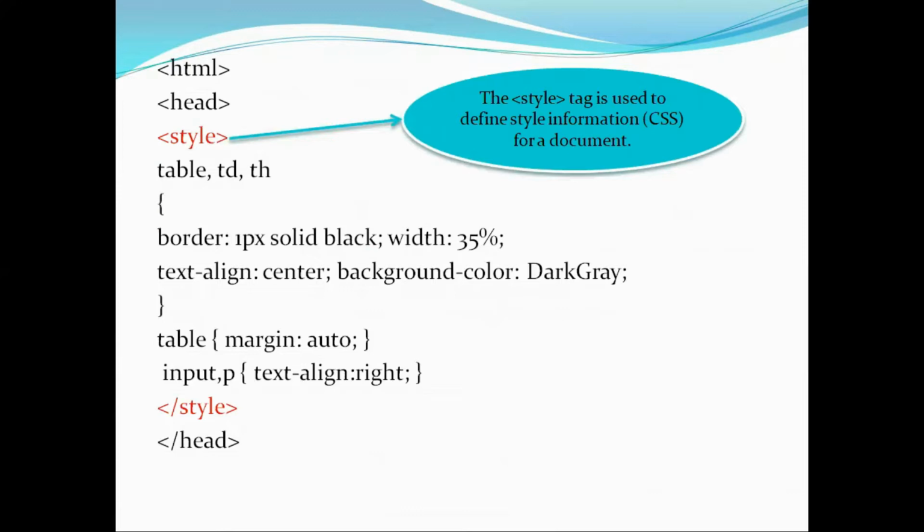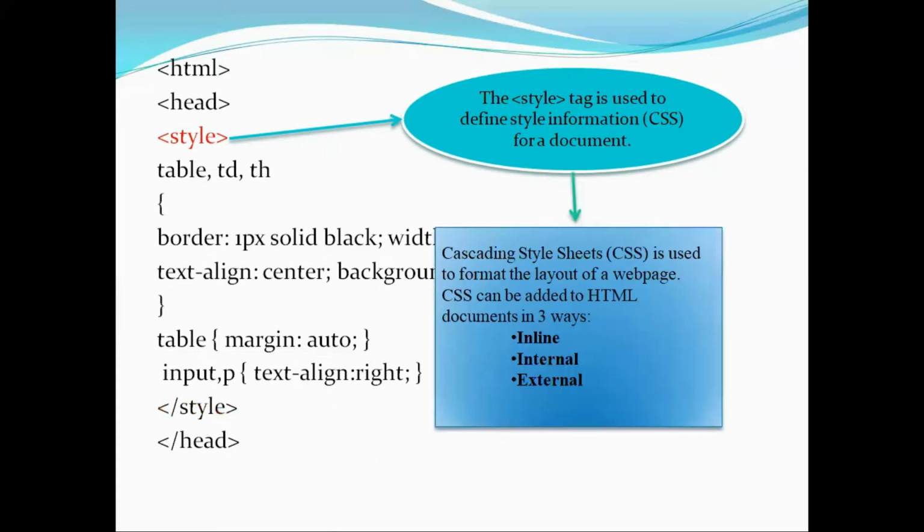The next thing is the style. In order to display the document in a different representative way, we are using cascading style sheets. In order to make use of the style sheets, we are using the tag called the style tag, which defines the style information for a document. Again, cascading style sheets, we know, are used to format the layout of a web page.